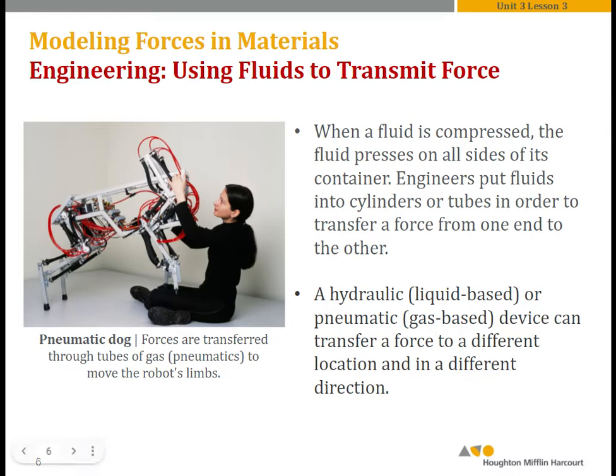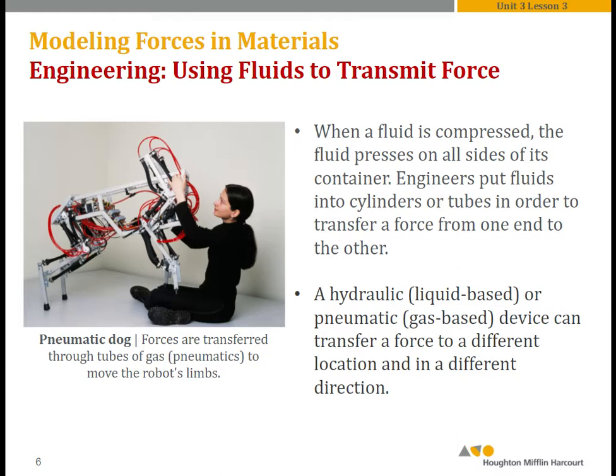In this case of a pneumatic dog, pneumatics, there's an air compressor that compresses air into a tank, and then you have compressed air. So the compressed air is released through these red tubes of gas to move the robot's limbs.